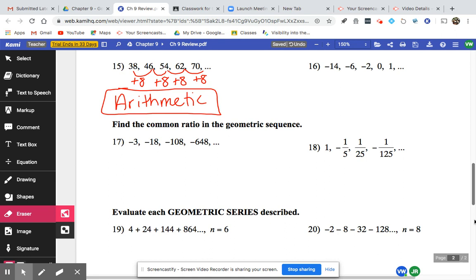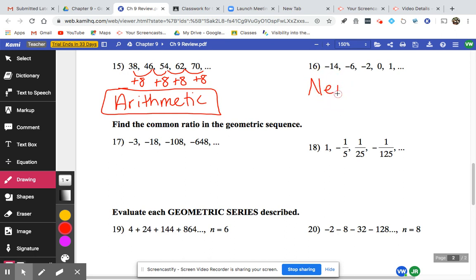Let's see if I can multiply by the same number. Now, if I want to multiply, let's just check some of the easier numbers. 0 times anything is 0. So I can never multiply by the same number to get to the next term once I come to 0. So I'm kind of shut down there. That tells me right away that it's not geometric. So if it's not arithmetic and it's not geometric, it's neither. So we have run out of luck there.